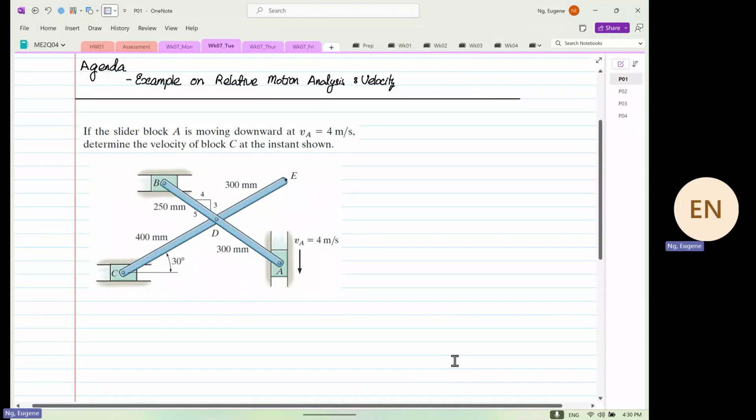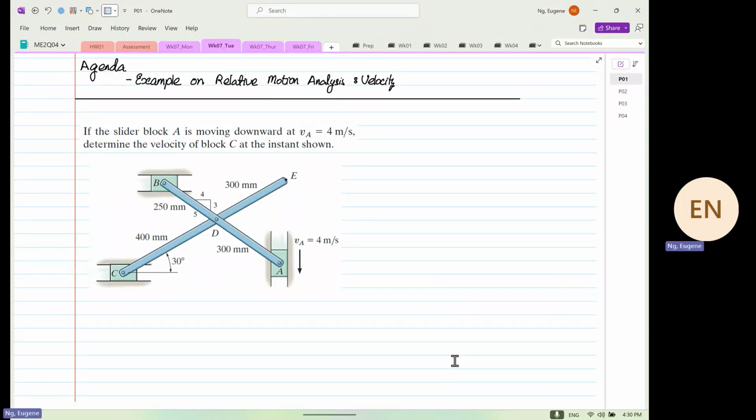Okay, good afternoon. Today, I hope to do two examples on relative motion analysis with velocity. Then if I could finish, we are going to look at instantaneous center. Okay, so I'm going to start this problem over again. Just to quickly recall.